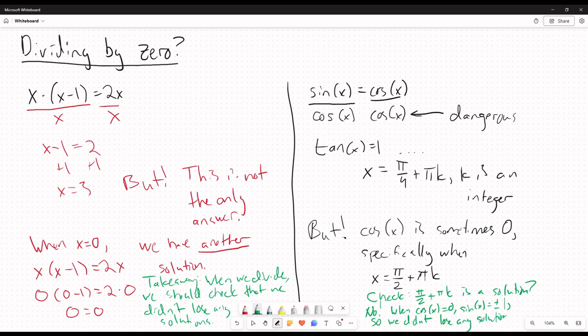That's a bit of a picky point, but it is worth noting that when you divide, you should take the thing you're dividing by, set it equal to 0, and make sure that isn't any possible solution to your equation. So just a quick note on that.